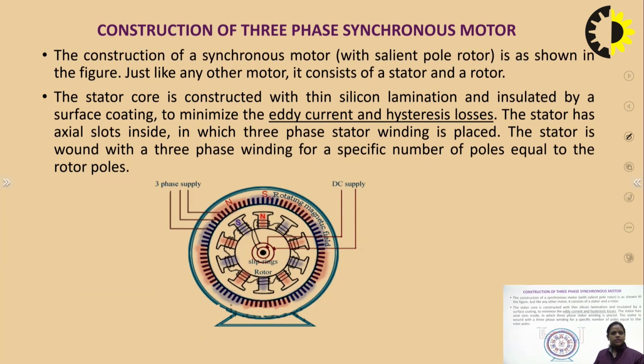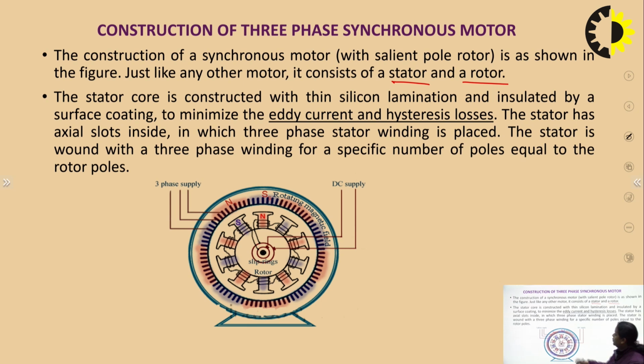Coming to the construction part of the synchronous motor, basically it has a salient pole rotor, which can be seen in the figure. Just like any other motor, it consists of a stator and a rotor. So it has two parts. We know that the stationary part is called the stator and the rotating part is called the rotor.